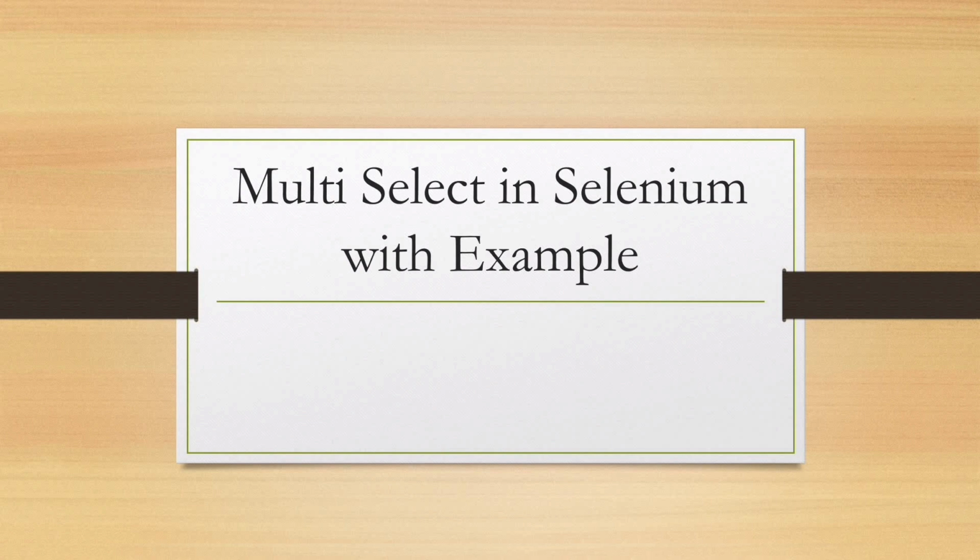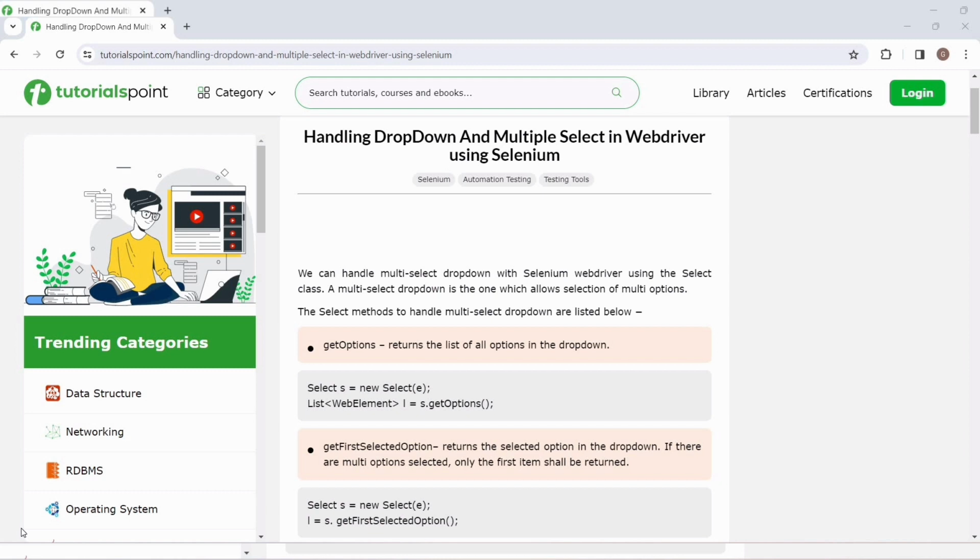So in this course today we will cover multiple select in Selenium with some examples. So how we are handling drop-downs and multiple select in WebDriver using Selenium. So you can see this one method, getOptions. It will list all the elements which are in the list. Like there are 10 items and it will return 10 values.